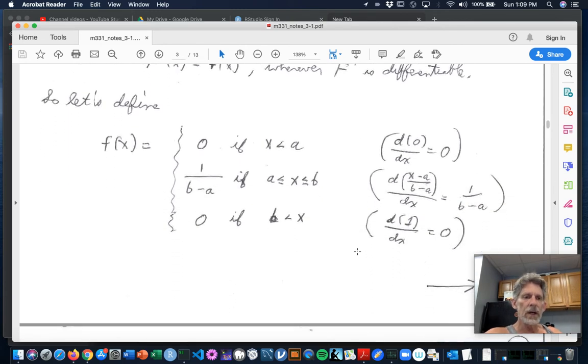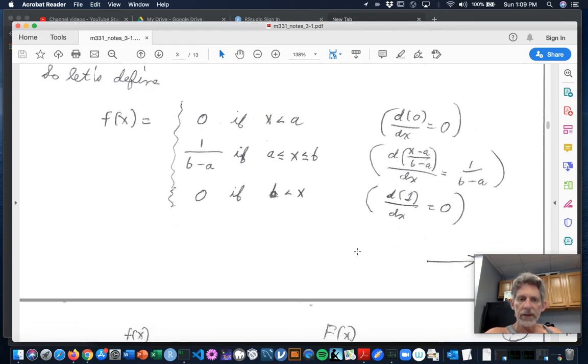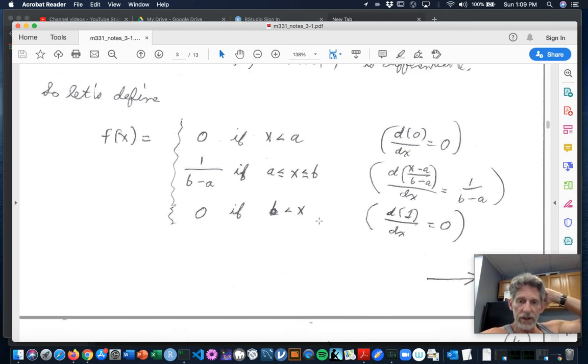So I'm going to set you up a function little f that tries to do the job. Well, let's just go ahead and see how good a job this does. I'm going to say that little f is 0 if x is less than a. It's 1 over b minus a if x is between the two, including the a, including the b. And it's 0 again if x is bigger than b. My rationale for this is to try to get it to be the derivative of capital F. So am I doing a good job?